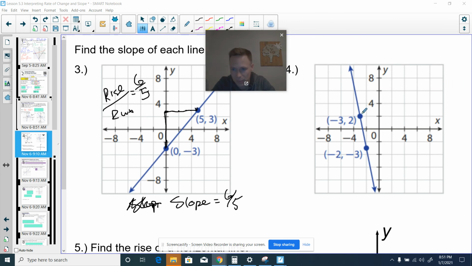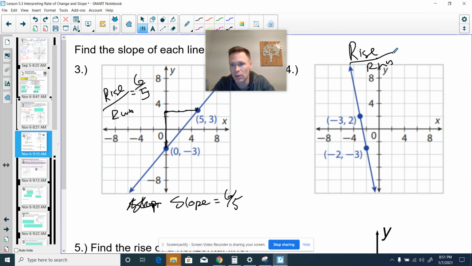Okay, next one. Counting the rise. Now again, this slope, what is it supposed to be? It's going downhill, so my slope should be negative. So what is my rise here? And what is my run? So my rise, I go down 1, 2, 3, 4, 5. So -5. And how far do I run? I run 1. I go over to the right 1. I can't simplify that. So my slope here is equal to -5 over 1.